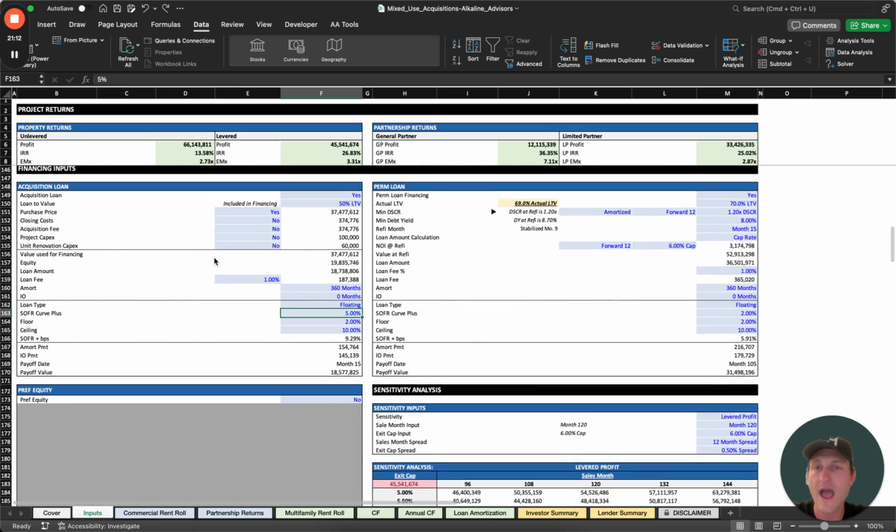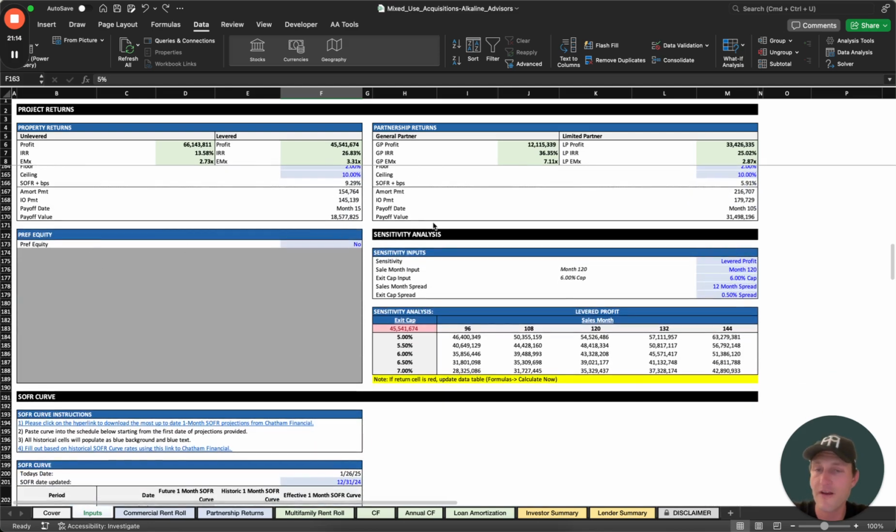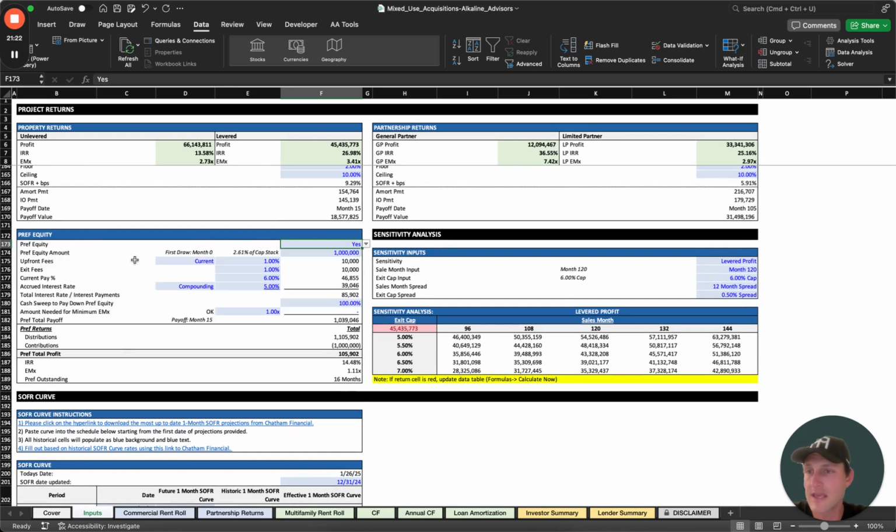Then we have, before perm debt, pref equity, otherwise known as mezz debt. What you do here is you toggle yes. If you toggle yes, that means you have mezz debt or pref equity.